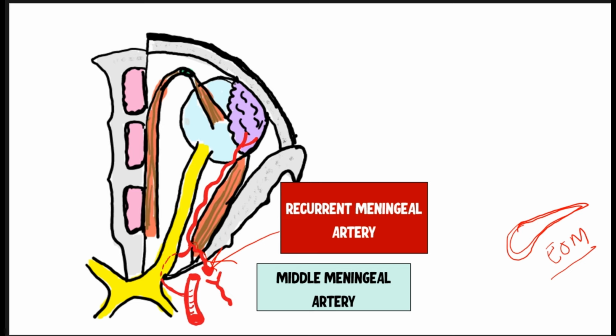So this recurrent meningeal artery is going to travel in the lateral part of the superior orbital fissure, and it's going to reach the dura mater, and there it is going to anastomose with the middle meningeal artery, which is a branch of the external carotid artery. If you're an anatomy student, you would know this is a common question that is asked: mention the locations where the internal carotid artery and the external carotid artery anastomosis takes place. Okay, so this is one location of anastomosis between the recurrent meningeal artery and the middle meningeal artery, wherein the recurrent meningeal artery is a branch of the internal carotid artery and the middle meningeal artery is a branch of the external carotid artery.